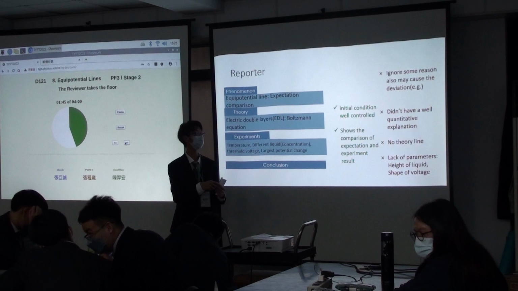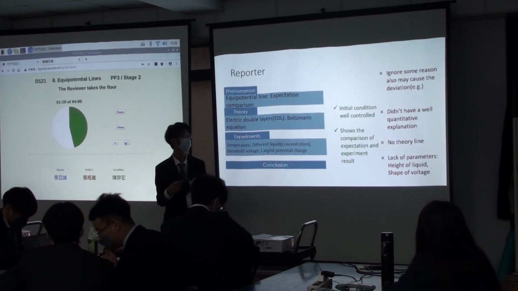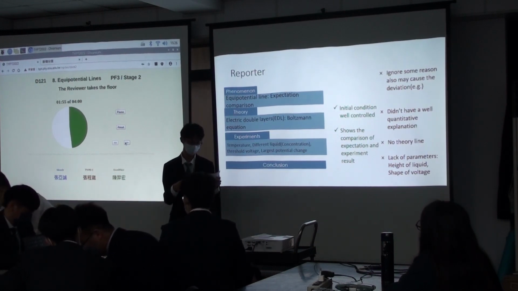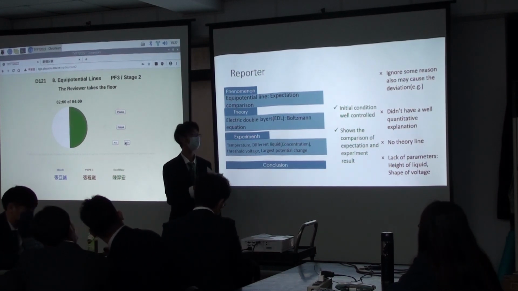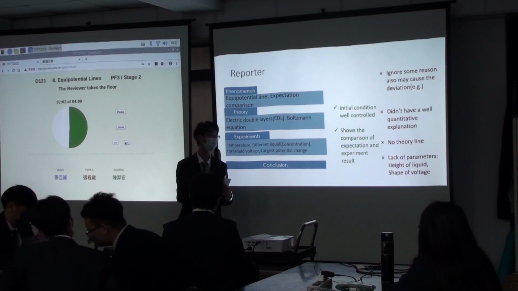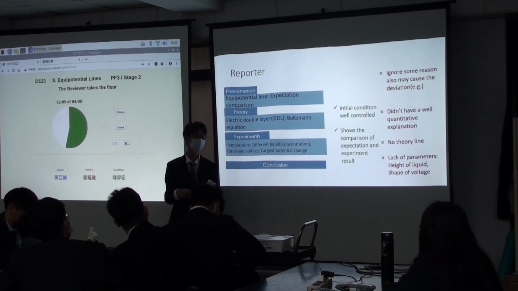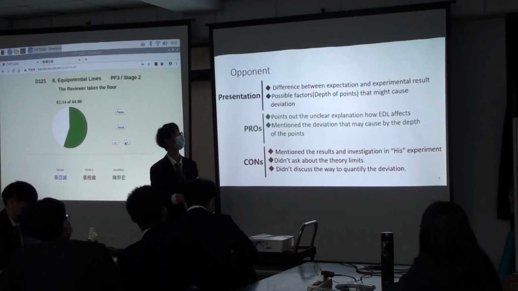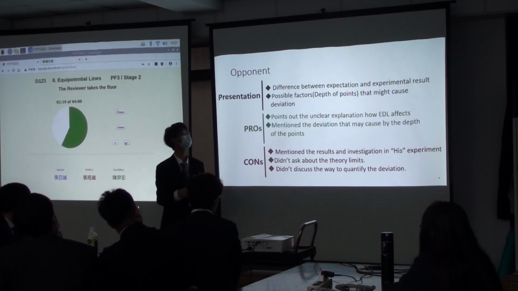But what the reporter didn't think about, he ignored some reasons that may also cause the deviation, like the airflow or different items. And also he didn't have a well quantitative explanation, and he didn't have a theory line. And he lacked parameters like the height of the liquid and the shape of the voltage. And this is the outline about the opponent.